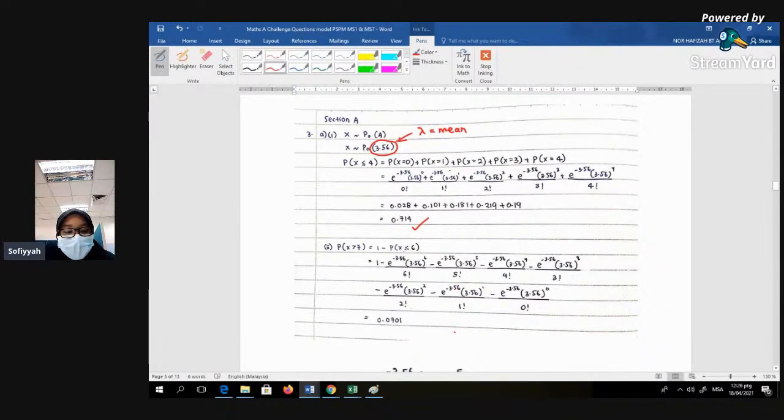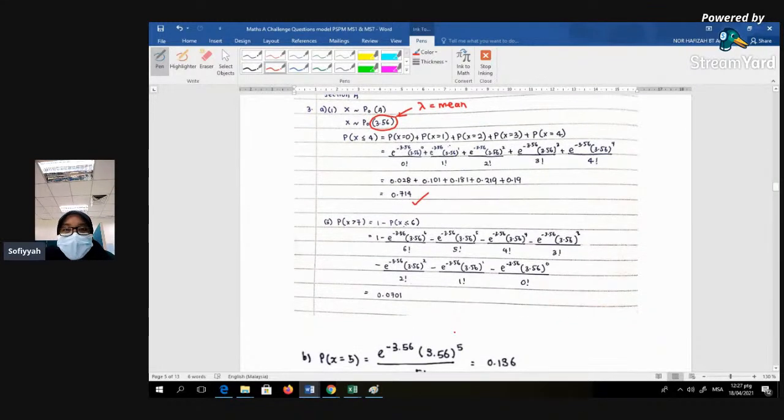Dua Roman dia minta the demand is not fully met. Maksudnya probability dia kena X lebih besar daripada 7. So kita kena tolakkan 1 tolak probability lebih kecil sama dengan 6. So sama je, kita buat 1 tolak dengan isikan dalam formula tu. Lepas tu dapatlah 0.0701. Okay.